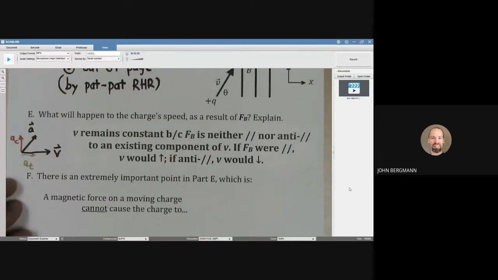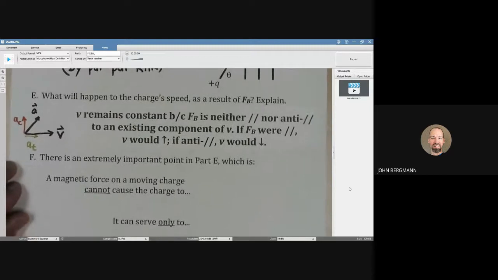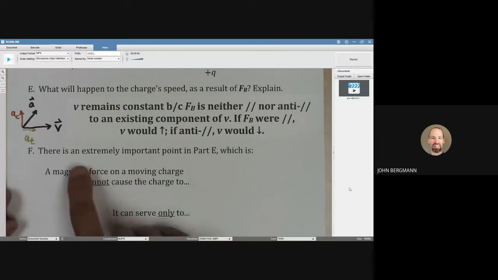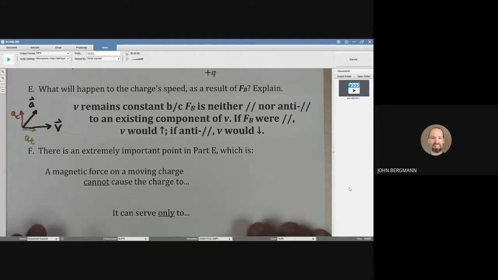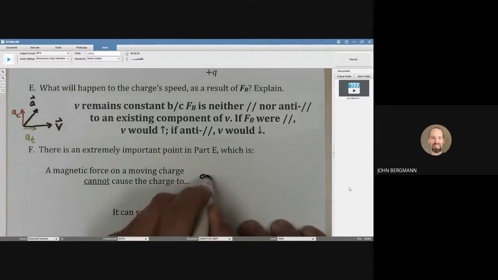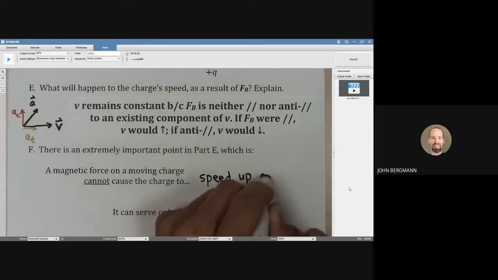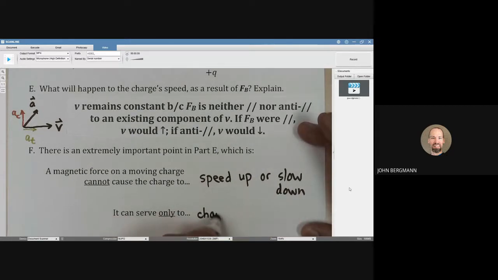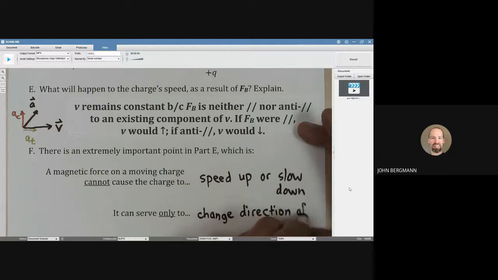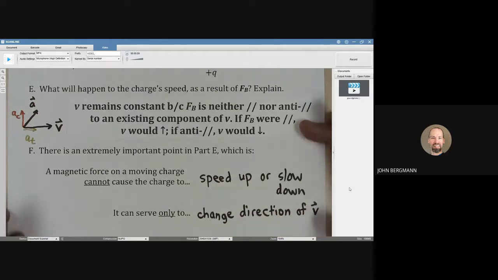and this is what's coming here in point F. There is an extremely important point here, which is that a magnetic force on a moving charge cannot cause the charge to speed up or slow down. It can only serve to change the direction of the velocity of the particle.